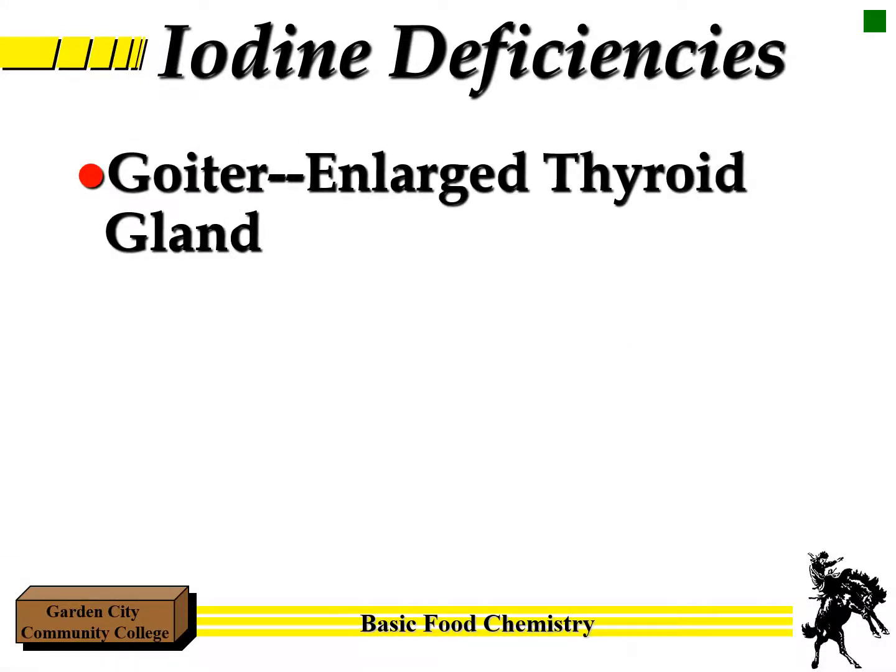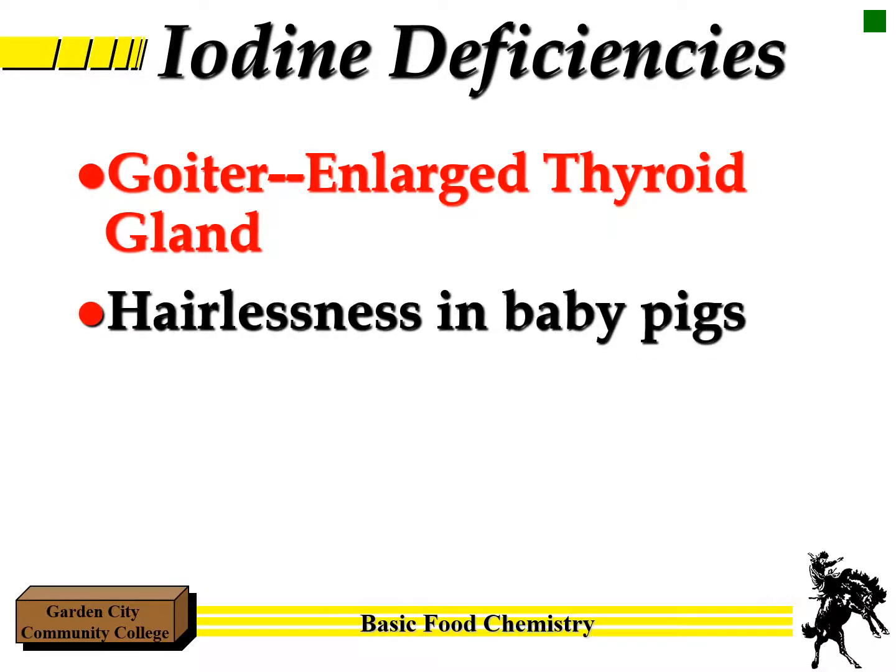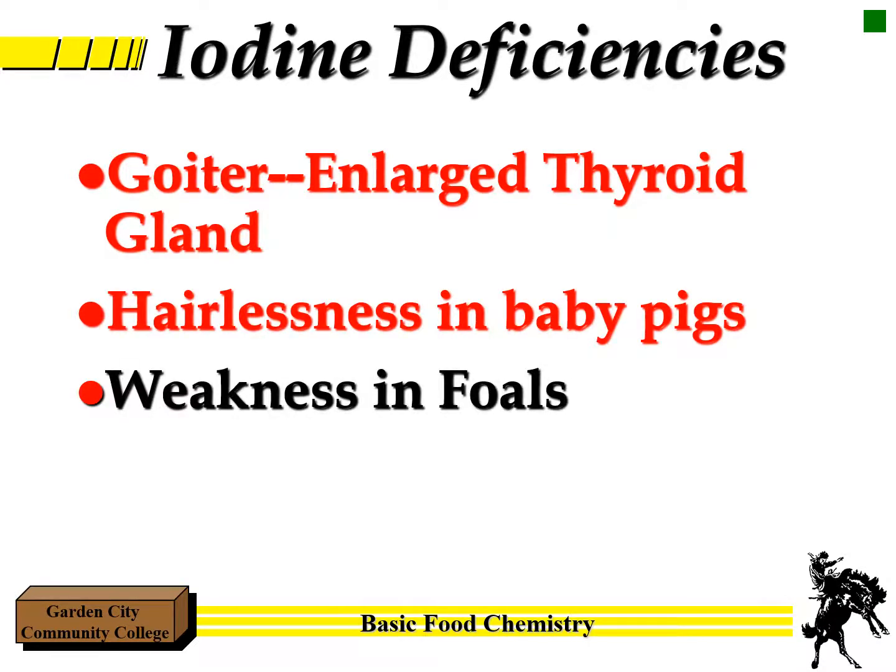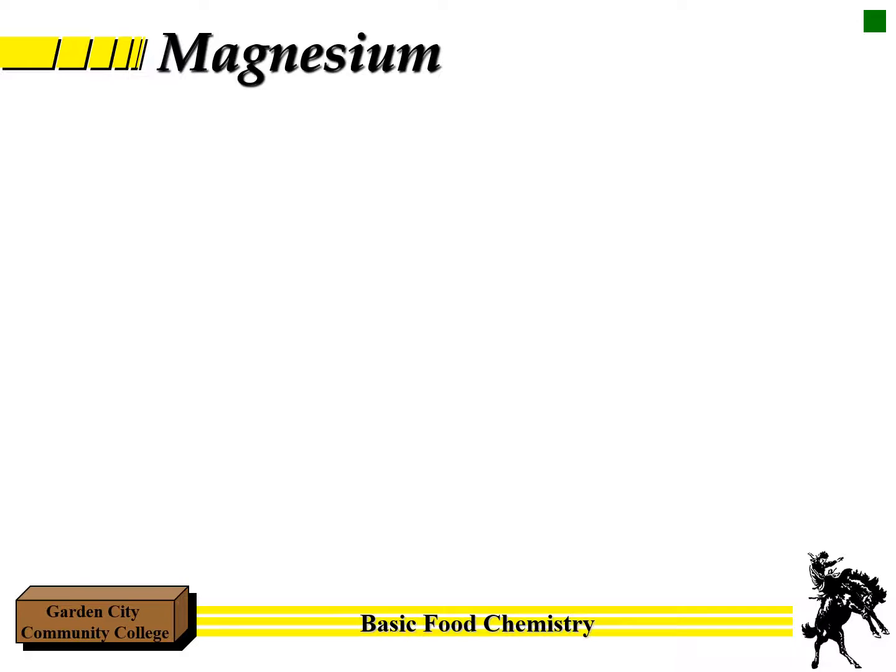So some iodine deficiencies are out there. One is called goiter, if you've ever heard of that before, which is basically where you have an enlarged thyroid gland. That could lead to hairlessness, and baby pigs could also be a sign of deficiency. I've shown weaknesses in baby horses, or foals, can come from that too.